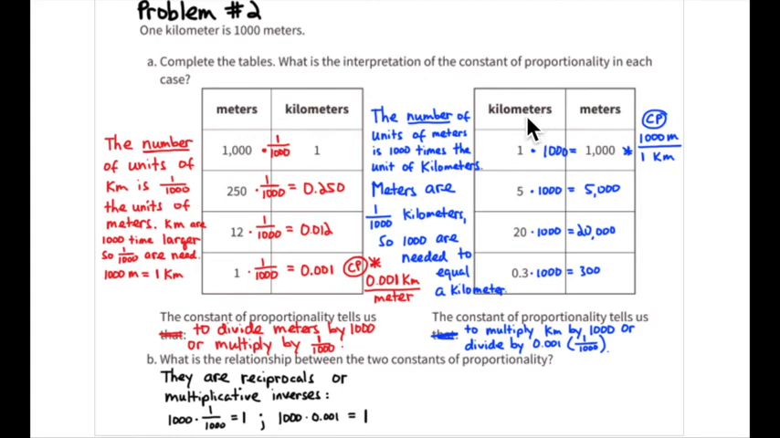So to go from kilometers to meters, you need a whole bunch of meters, so you're going to multiply by 1,000. To go from meters to kilometers, you just need a fraction. You just need 1/1000th of the number of meters to tell you how many kilometers you need. So you're going to divide by 1,000.